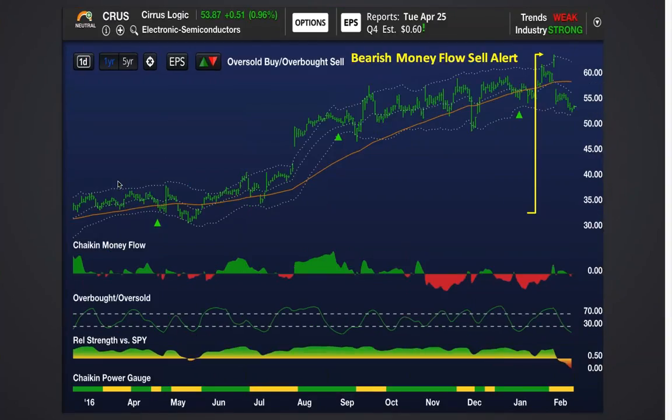Here's Cirrus Logic. Power gauge had been bullish, been outperforming the market. There was plenty of negative money flow heading into the last earnings report in January. And based on this pattern of the bearish money flow alert, I said sell Cirrus, and the price was $60. They reported a positive earnings surprise. The stock gapped up, and then a negative response to it, and it gapped down. And Cirrus has dropped from 60 all the way to 53.